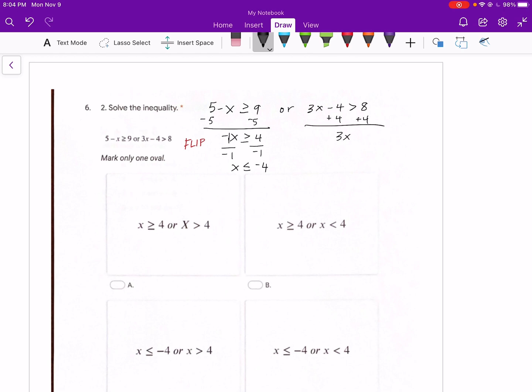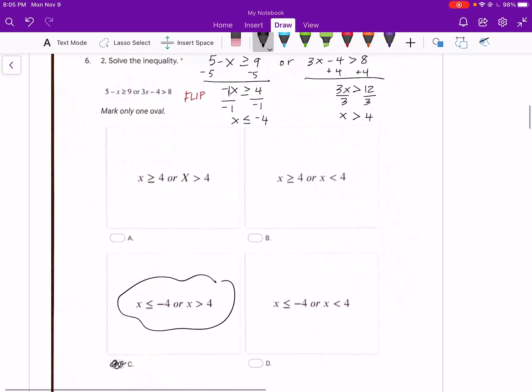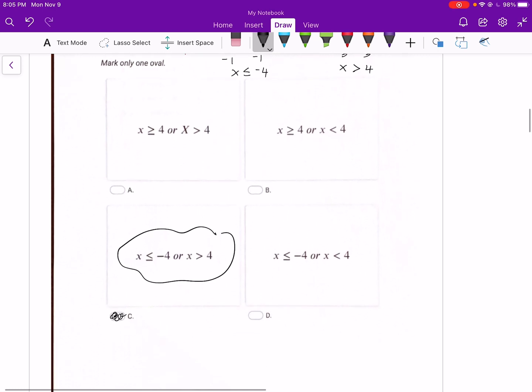I have 3x is greater than 12, divide by 3, and x is greater than 4. So you have x is less than or equal to negative 4, and x is greater than 4. So it looks like right here, C is my correct answer. Be careful, look at your signs very carefully.